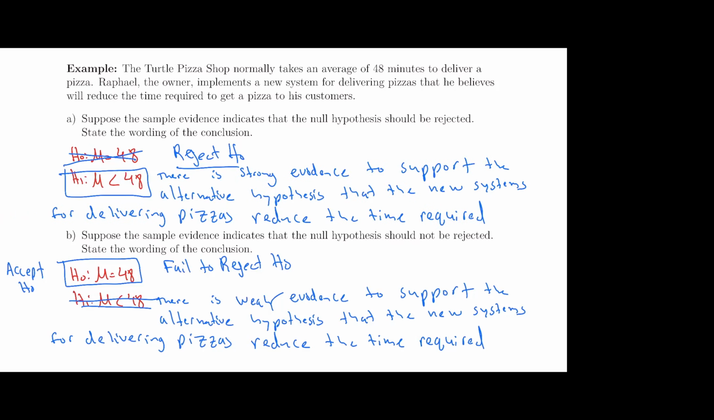So when we reject the null hypothesis, you want to state there is strong evidence to support, and then just put your alternative hypothesis. If you fail to reject the null hypothesis, you want to state there is weak evidence to support the alternative hypothesis, and then you just put whatever your alternative hypothesis is. But whenever you're doing these conclusions, you should never, ever, ever mention the null hypothesis. You're always going to be stating a statement about the alternative hypothesis.